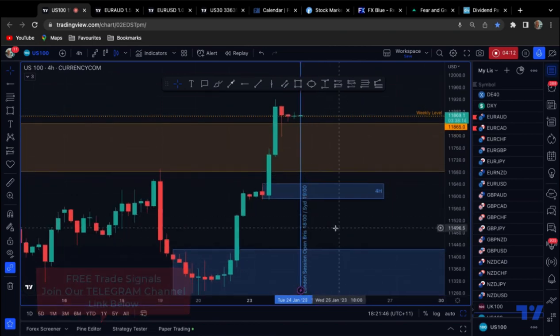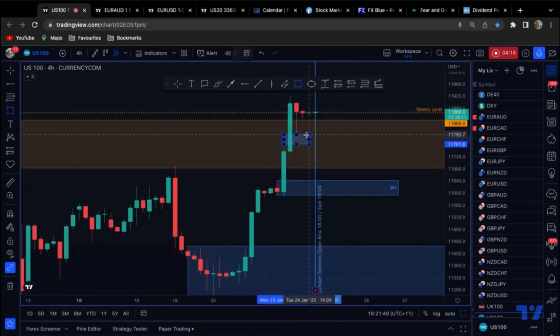So here we go, 4-hour time frame. We've got a bit of a gap under here. So I'm just looking at the candle left and right.